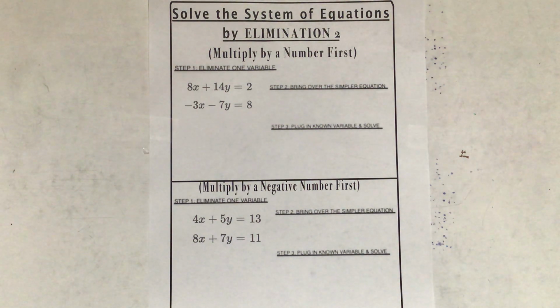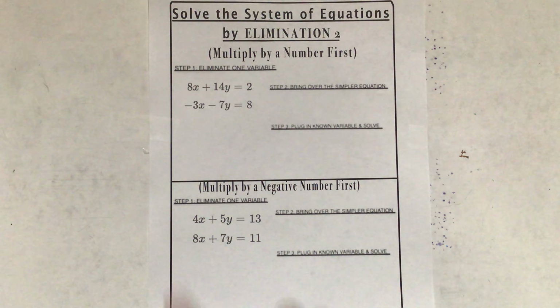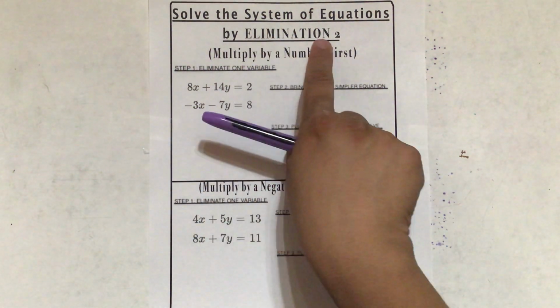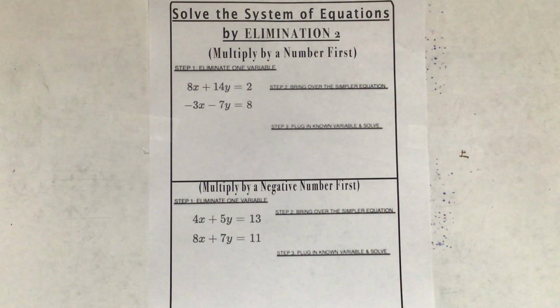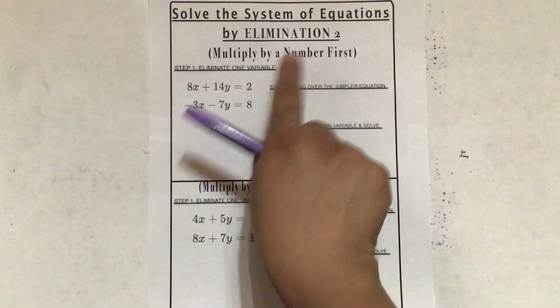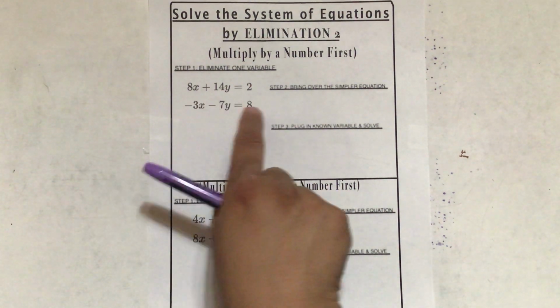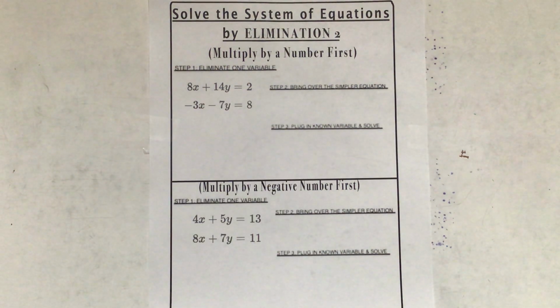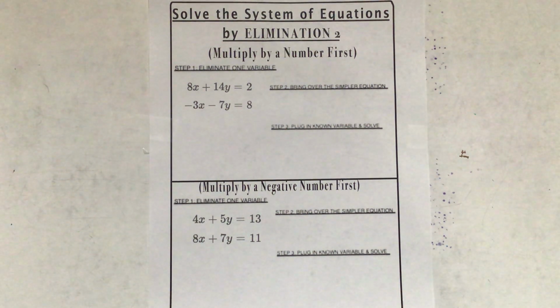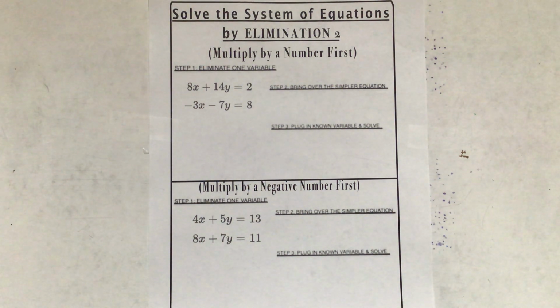All right, everybody. So today we're going to cover solve the systems of equations by elimination 2. So again, a system means more than one equation, which we have here in the first example, equation 1, equation 2. And we're going to solve it by eliminating instead of graphing. We're going to find 2 points by eliminating instead of graphing.